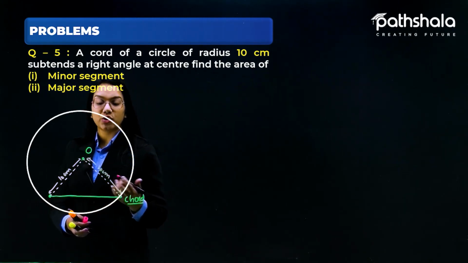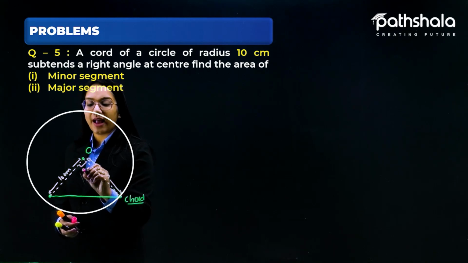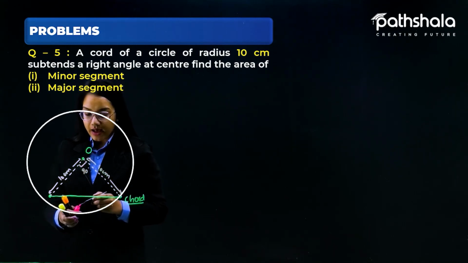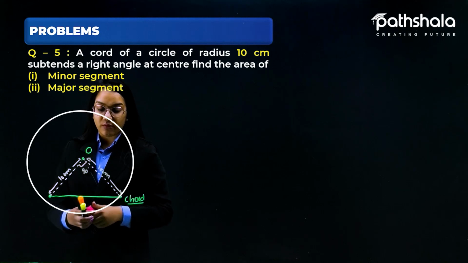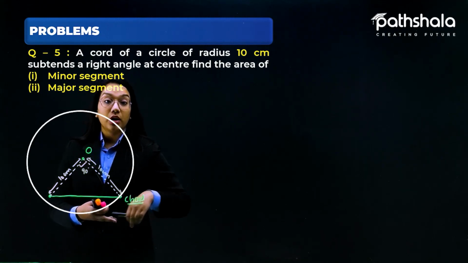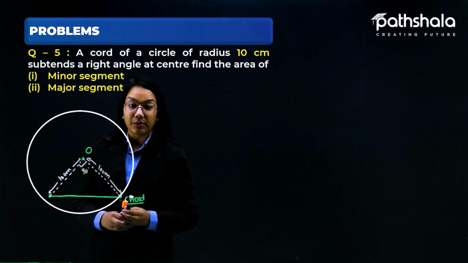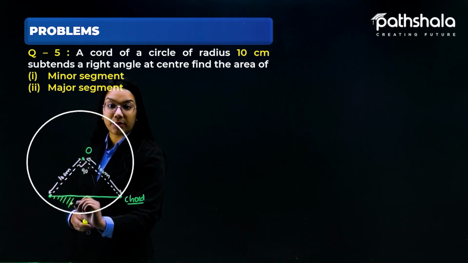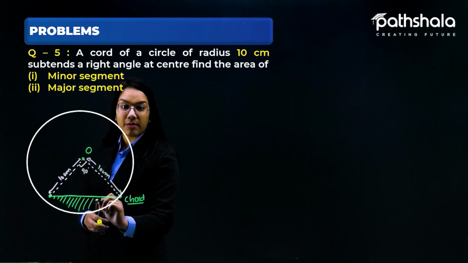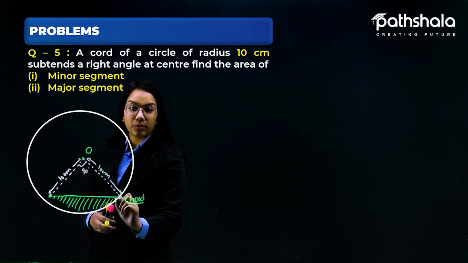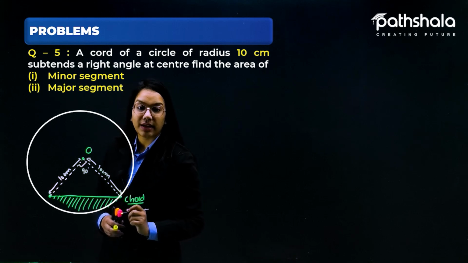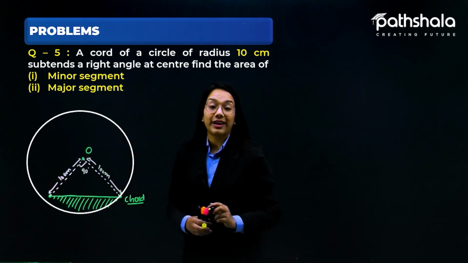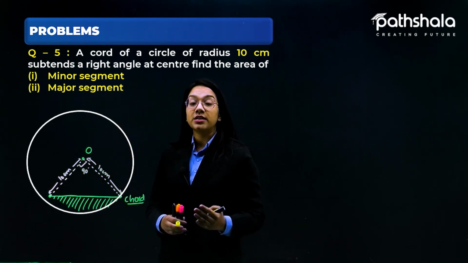So first of all, as you can see, it is subtending an angle of 90 degrees at the center of the circle, and we just have to find out the area of the minor segment and the major segment. It means we are interested in finding the area of this particular segment first, because this is our minor segment. So let's find out the area of the minor segment.